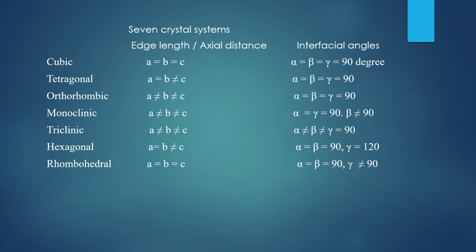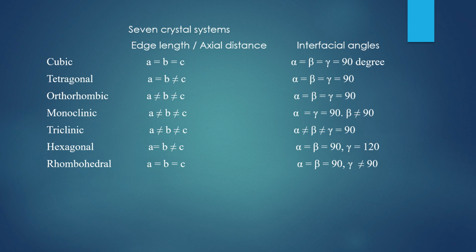In a cubic system, the axial distances are a equals b equals c, and the interfacial angles alpha equals beta equals gamma, and all are equal to 90 degrees. All sides and angles are equal and the system is highly symmetric.